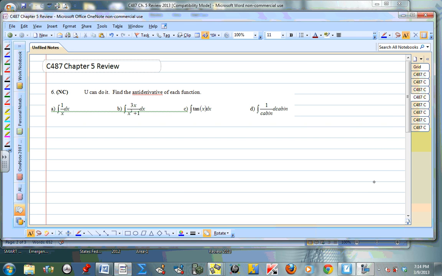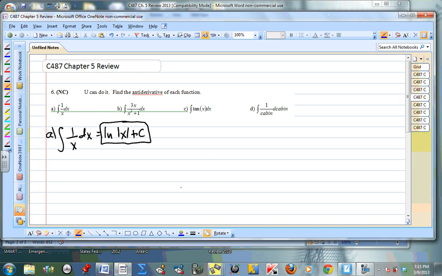All right, problem number 6. Let's practice some integrating techniques. In part A, well, this one should be straightforward. The integral of 1 over x with respect to x is going to be natural log of the absolute value of x plus a constant.